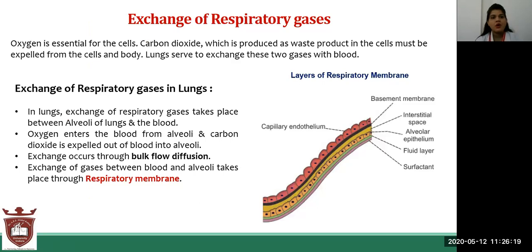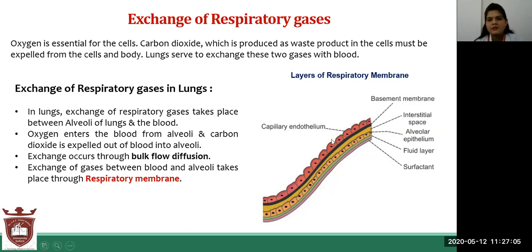Exchange of respiratory gases. Oxygen is essential for the cells. Carbon dioxide, which is produced as a waste product in the cell, must be expelled from the cells and body, and lungs serve to exchange these two gases within the blood. In lungs, exchange of respiration takes place between alveoli of lungs and blood. Oxygen enters the blood from alveoli and carbon dioxide is expelled out of the blood into alveoli. This exchange occurs with the help of bulk flow diffusion. Bulk flow diffusion means diffusion of the gases from higher concentration to lower concentration. This all exchange takes place in the respiratory membrane.